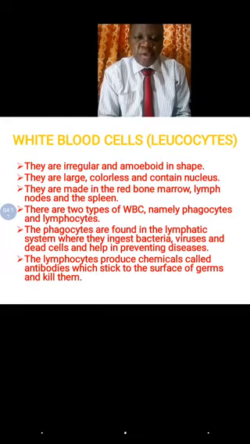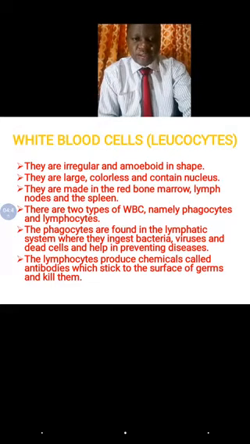And majorly we have two types of white blood cell. Number one, the phagocytes. Number two, the lymphocytes. When we talk about the phagocytes, they are found in the lymphatic system where they ingest bacteria, viruses, and other pathogens, helping to prevent diseases. We're going to look at the process shortly. The lymphocytes produce chemicals called antibodies, which stick to the surface of germs and then kill those germs.